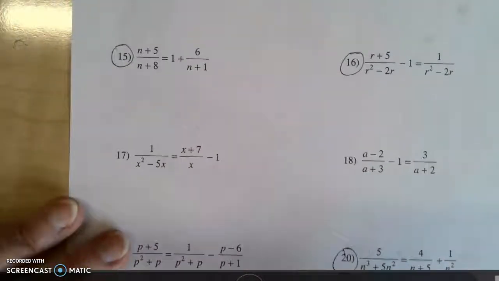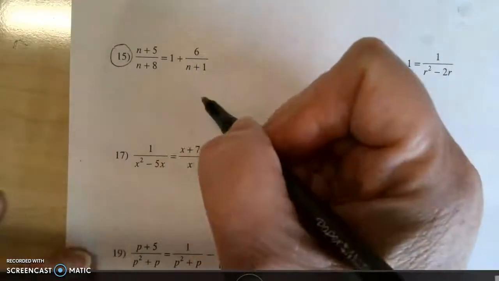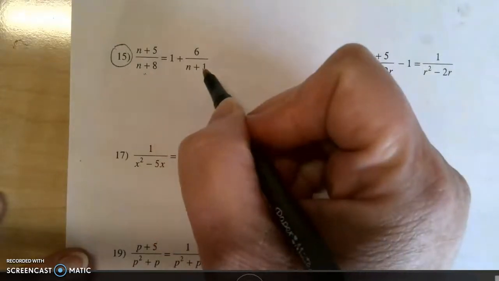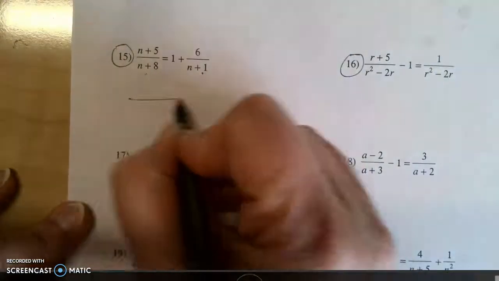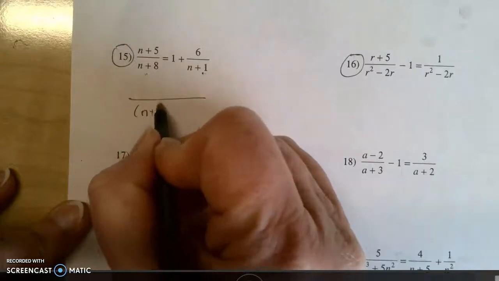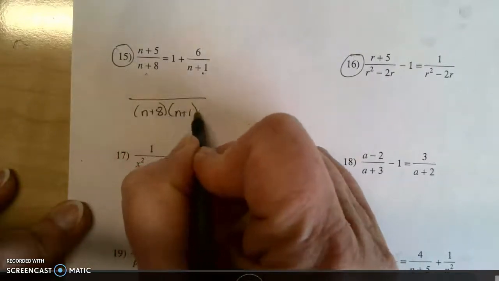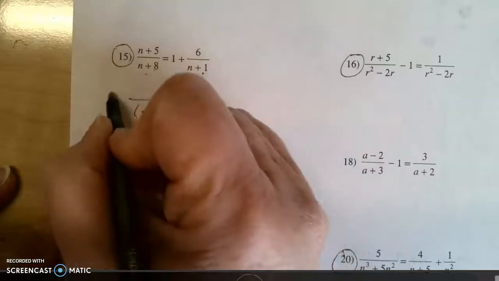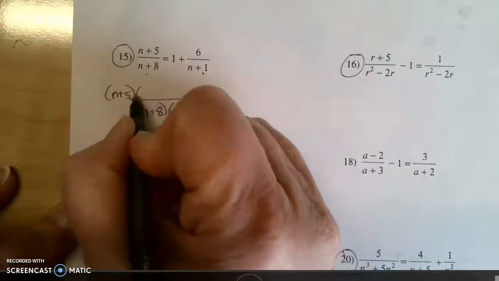Alright, let's take a look at these that have a 1. So right now I have a factor of n plus 8 and a factor of n plus 1. So I'm going to need them both. So I have n plus 8 and n plus 1. So this one has n plus 8. It needs n plus 1.